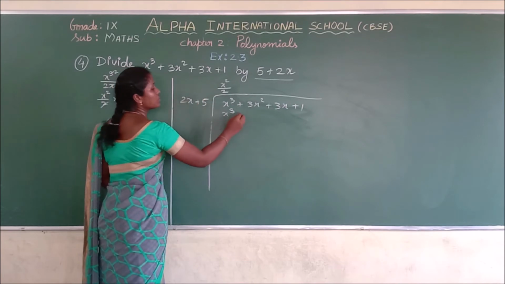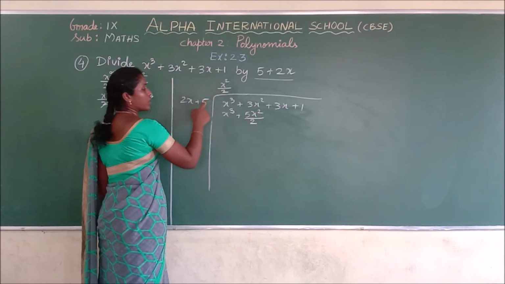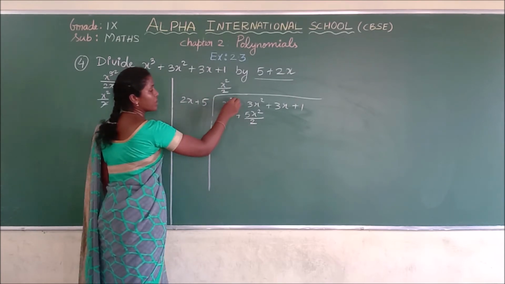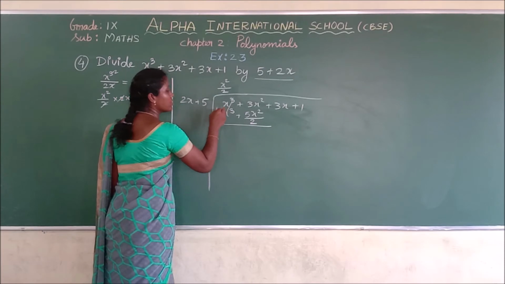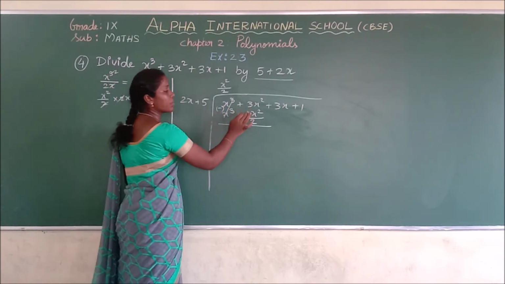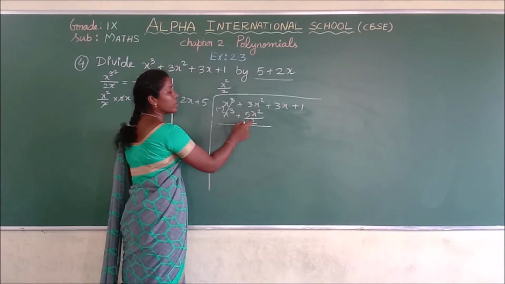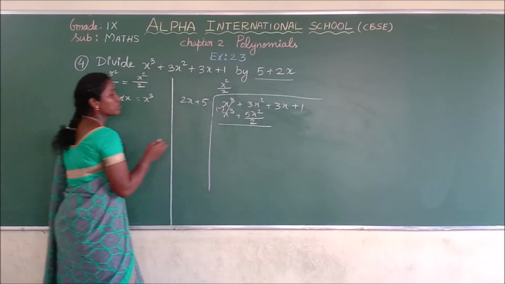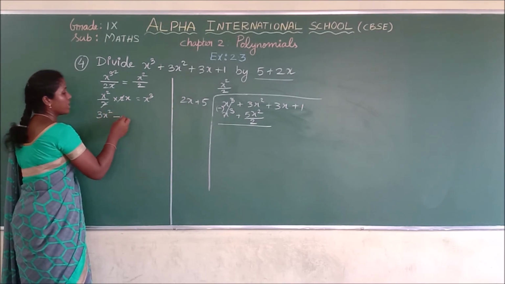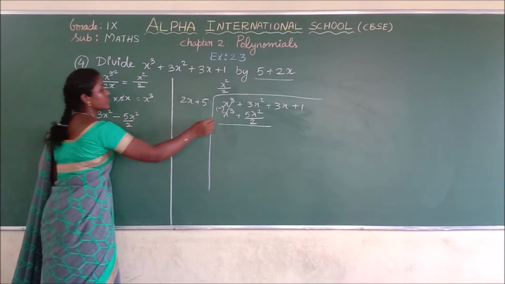Multiply with the second term. So plus 5x square by 2. x square into 5 is 5, and the denominator is 2 here. While subtracting, the first term will get cancelled because they are the same. We have to subtract the second term: here 3x square, here 5x square by 2. So we have to subtract the terms. Listen: 3x square minus 5x square by 2.